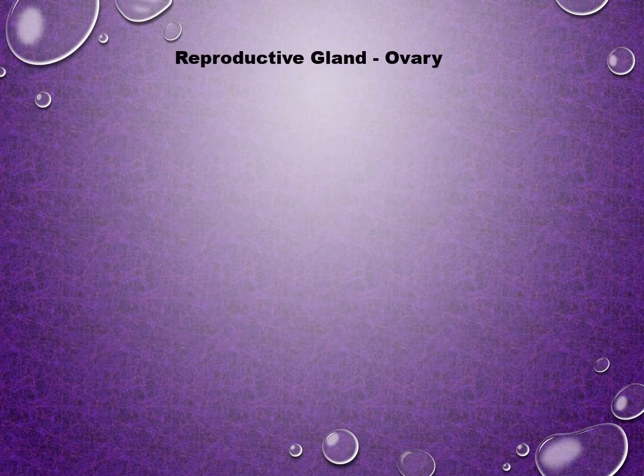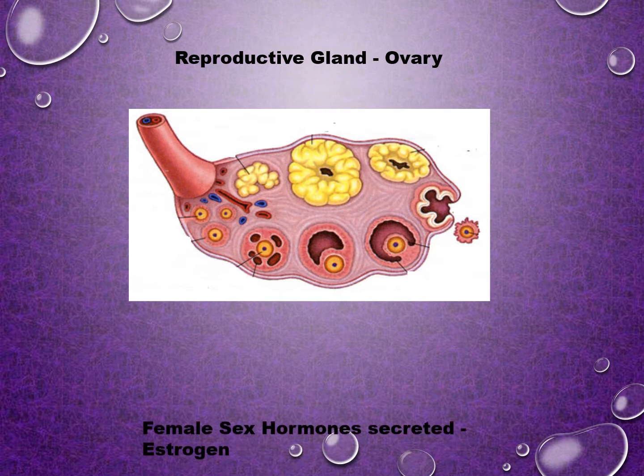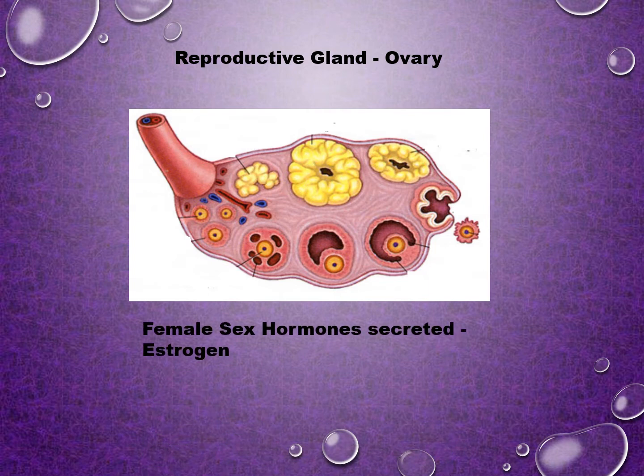Female reproductive organ, ovary. Ovary is located in the pelvic cavity of the abdomen. Pelvic cavity means hip region. The female endocrine gland secretes two hormones, that is estrogen and progesterone, the female sex hormones.